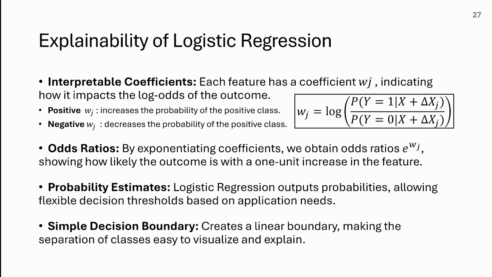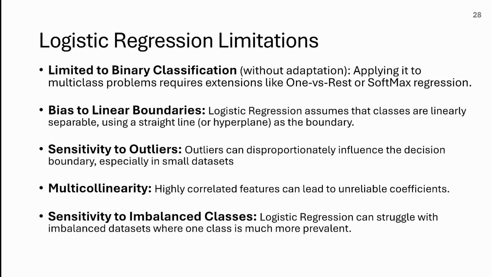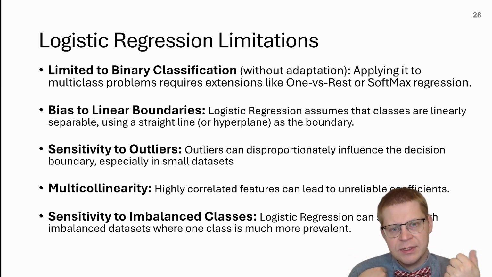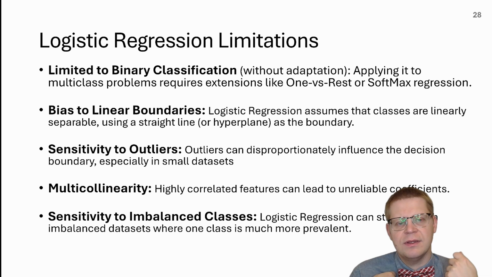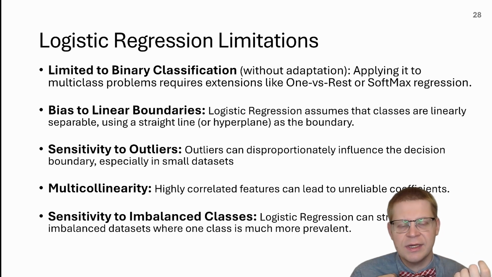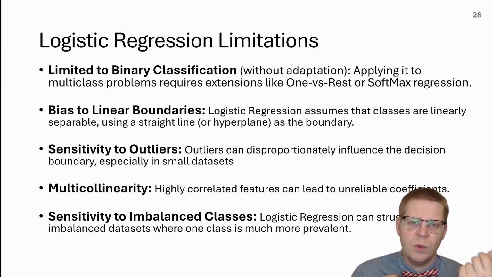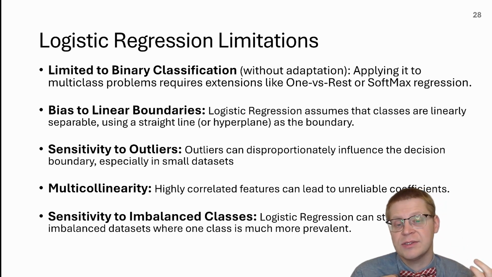Combination of interpretability, probability estimates, and clear decision boundary makes logistic regression a powerful and transparent model for many classification tasks. While logistic regression is a popular and interpretable model, it does have limitations. For instance, limited binary classification. Logistic regression is naturally suited for binary outcomes. For multi-class problems, we need to adapt to it using methods like one versus rest and softmax regression.